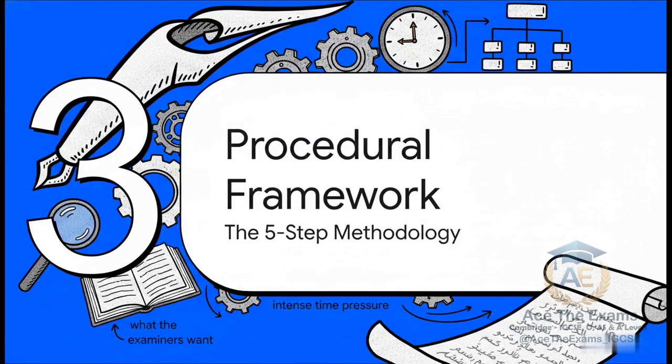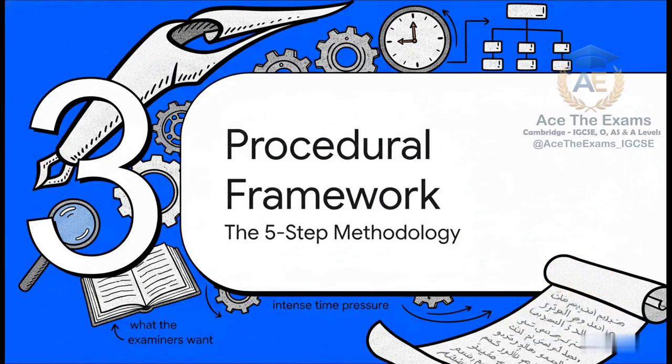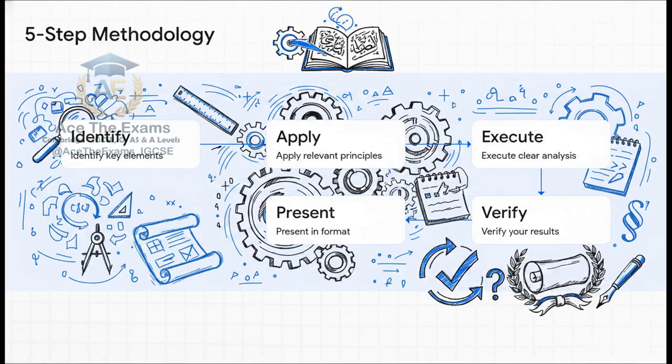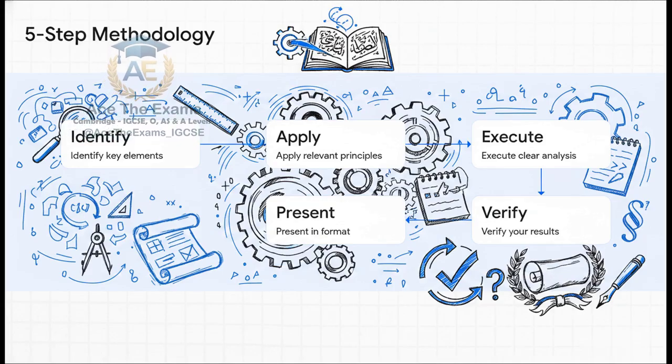All right, Section 3, the procedural framework. Let's talk about the 5-step methodology. If we know exactly what the defense wants, how do we systematically attack those zones under intense time pressure? Enter the 5-step procedural framework. This is your offensive engine for consistency. Step 1, identify and deconstruct the prompt. Step 2, apply relevant principles and extract the necessary data from the stimulus texts. Your data interpretation skills are absolutely critical in these first 2 steps.